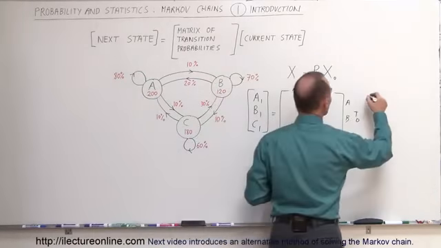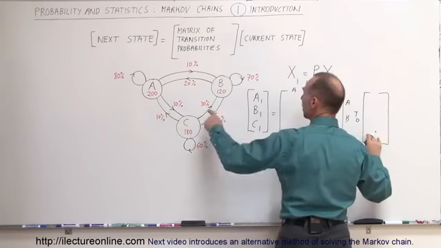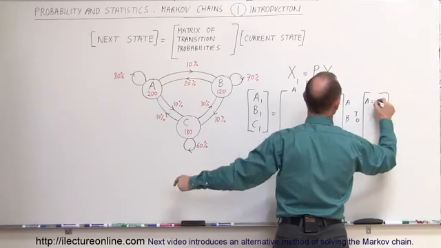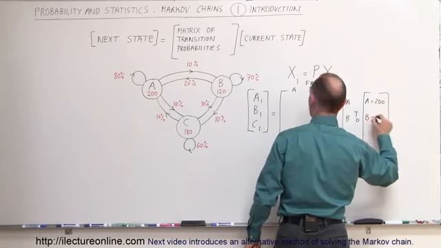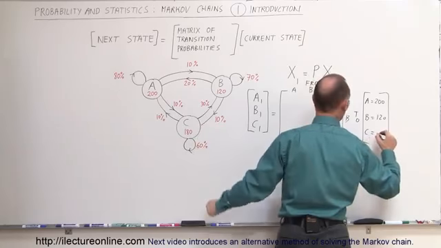Then, of course, here we can do the current matrix. The current matrix of A, B, and C. We'll have A is equal to 200. We have B is equal to 120. And C is equal to 180.